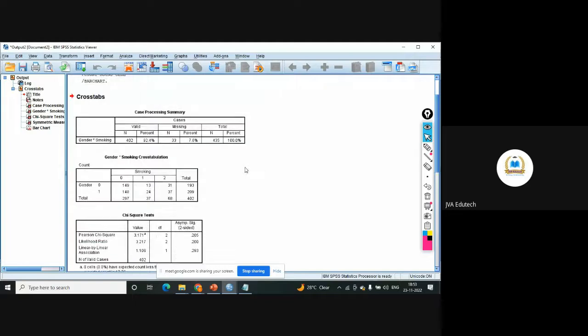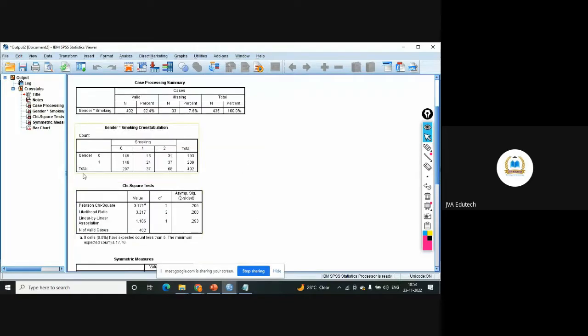Now you see this chi-square test value. The chi-square value at the degree of freedom 2 is coming to be 3.171. At this value, P is 0.205, which is non-significant. This clearly shows that there is no significant association between gender and smoking. So smoking status is independent of the gender.